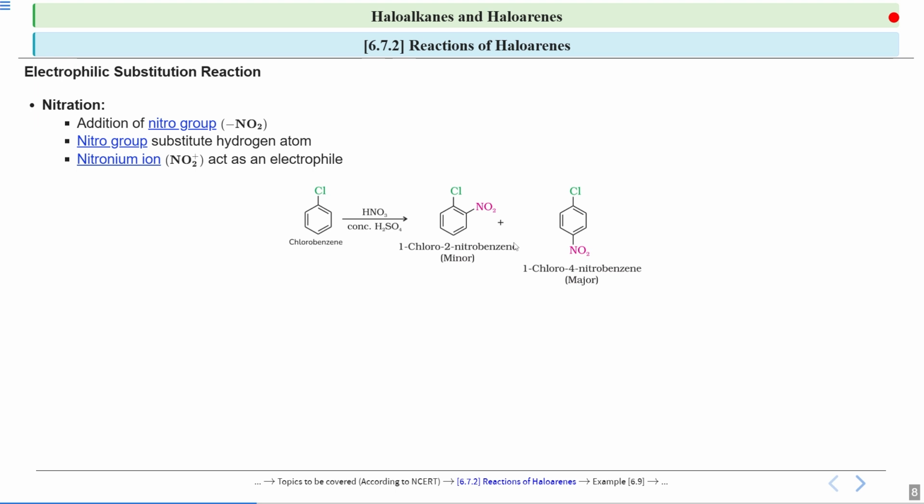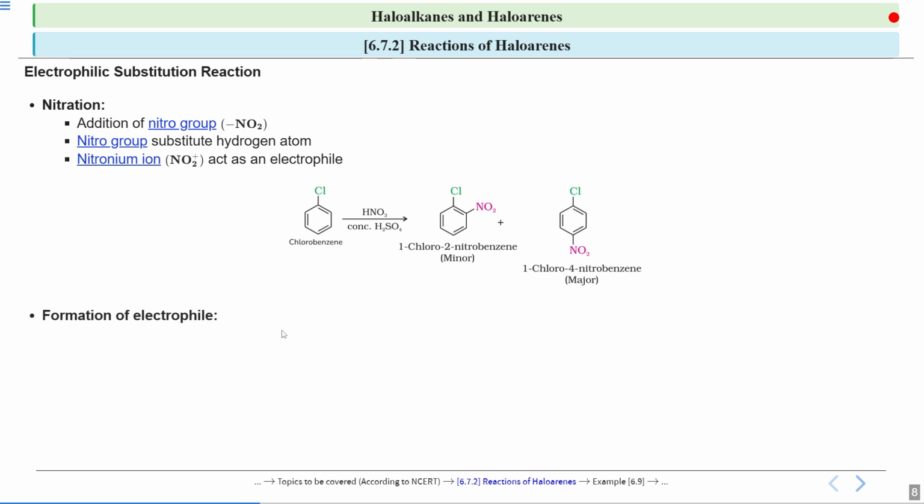Again, due to a similar reason: this para substituted haloarene has symmetry, and also the ortho substituted product has steric hindrance compared to the other product, the major product you are getting. So that's why your para substituted product, that is 1-chloro-4-nitrobenzene, is your major product.